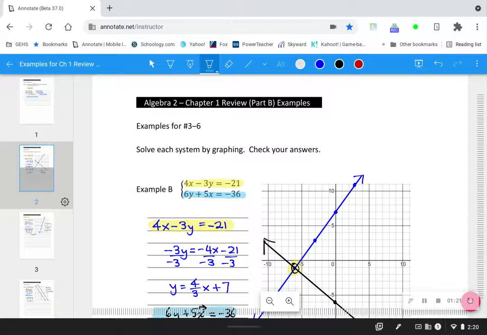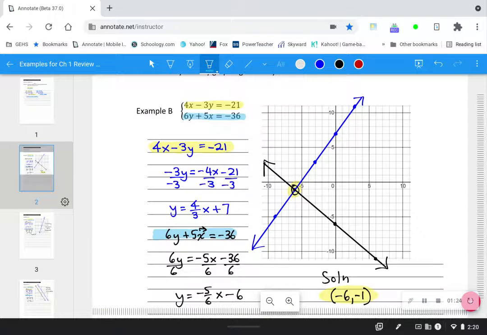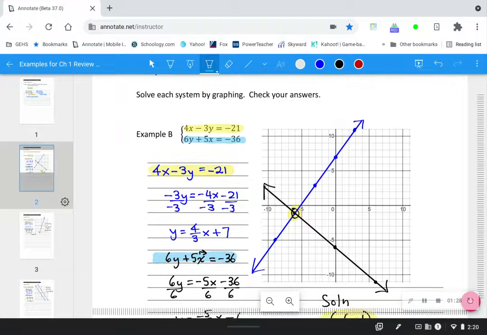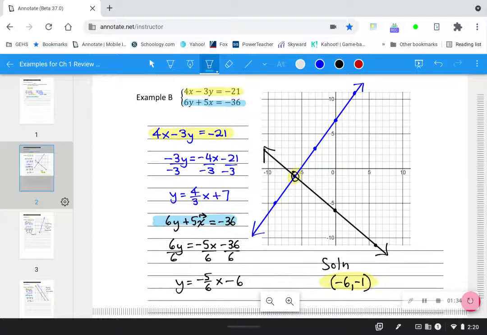And by the way, that's how you would show that it is a solution: it would have to work in both of them. Okay, so in the next one, our goal is to solve by graphing. And so what we're going to do here is graph both lines.